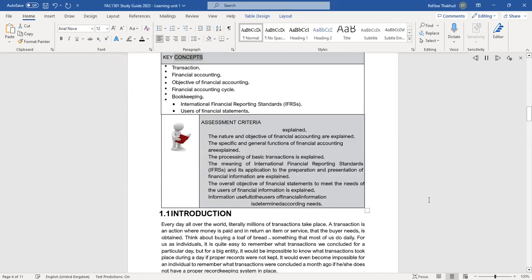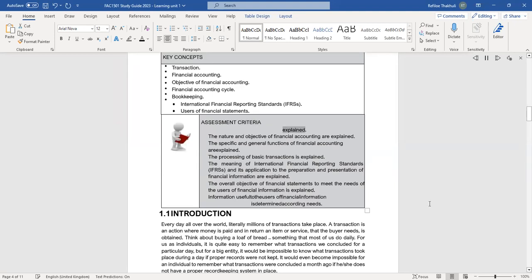Key concepts. Transaction. Financial accounting. Objective of financial accounting. Financial accounting cycle. Bookkeeping. International Financial Reporting Standards, IFRSs. Users of financial statements.